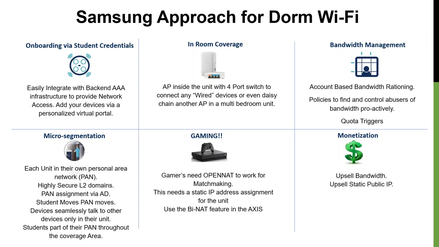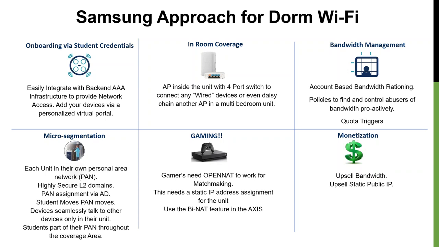Then we've got micro-segmentation. This is the key to bringing everything together, because micro-segmentation takes care of that home-like Wi-Fi experience. Each unit is in their own personal area network. The way this works is you have a student who logs on to Wi-Fi, and they enter their credentials. This could be AD credentials. So we talk to AD, and Active Directory can now come back and tell us that this guy is definitely a student and he belongs to room 402. The system will then allocate the appropriate VLAN for room 402.